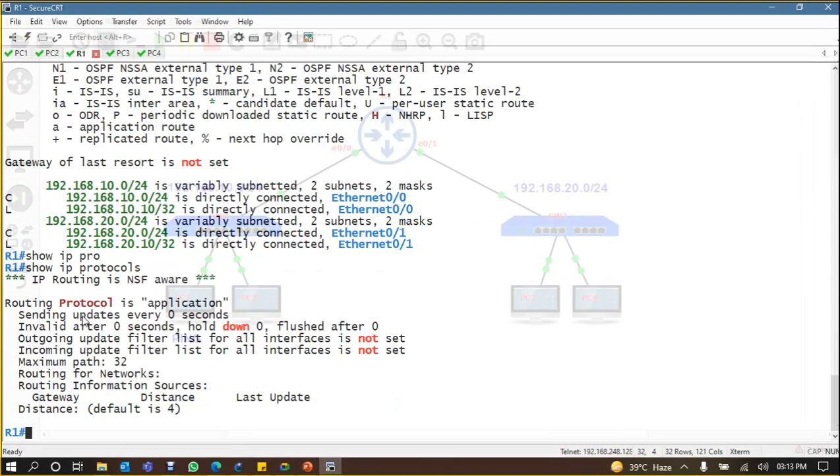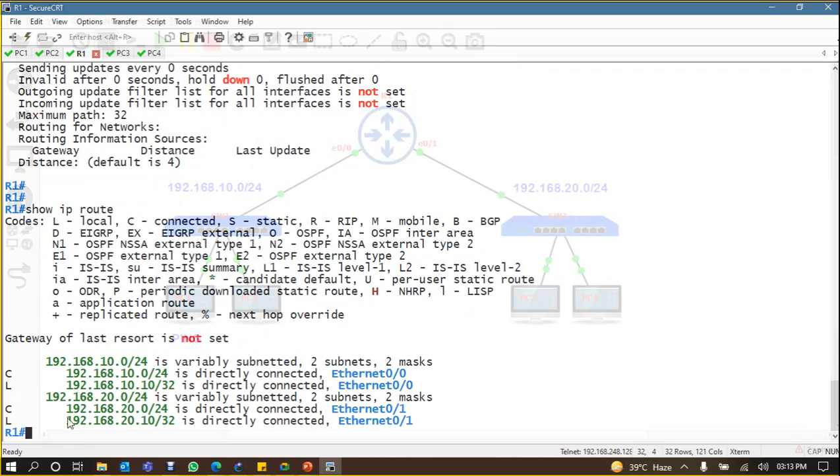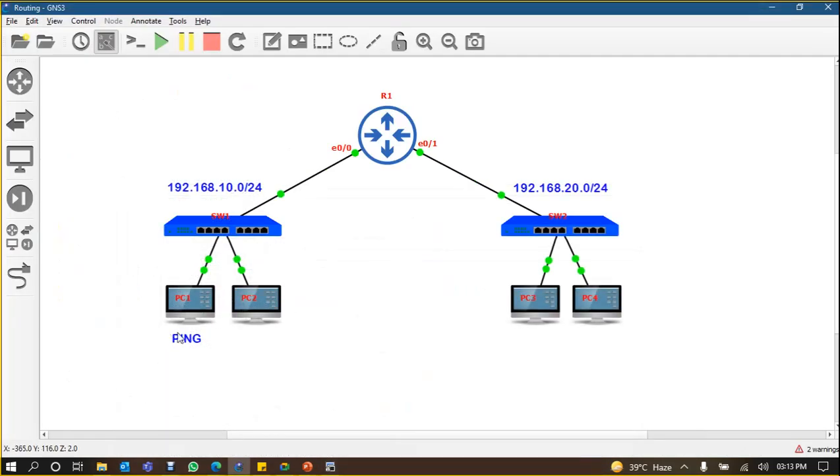So if you open it like this, R1 will check its own routing table. With the IP route command, R1 is saying yes, it is there in my routing table. This is the routing table of the router. Yes, I know the route to the 20 network. Whenever a packet comes, it says 20 network is connected with me via E0/0, E0/1, so let me forward it, and stop.